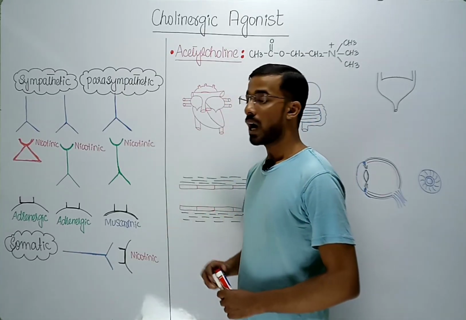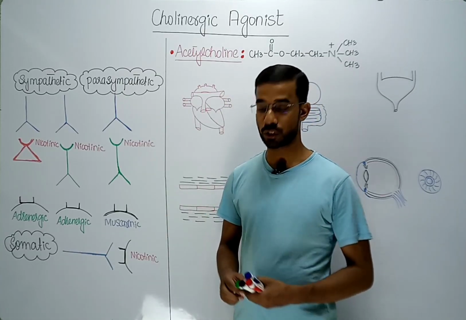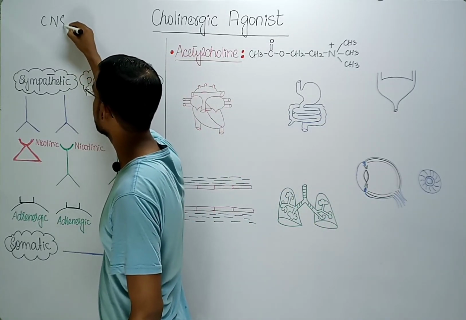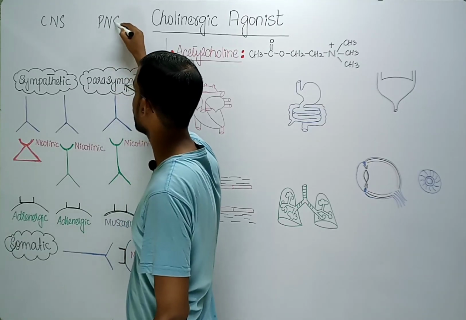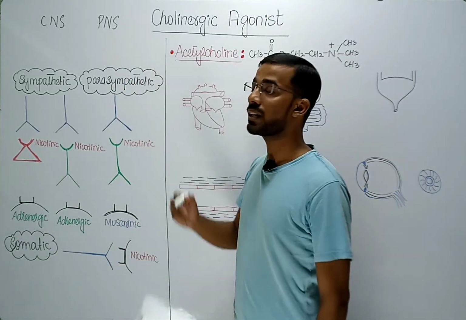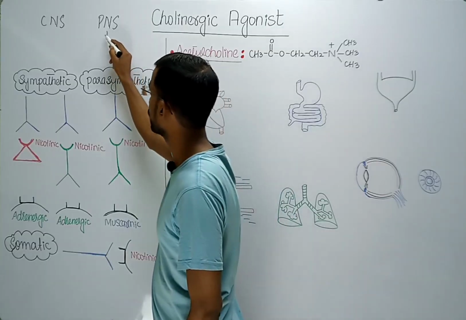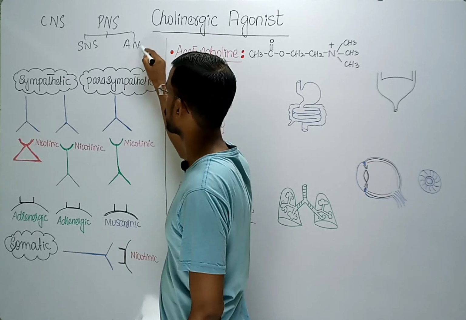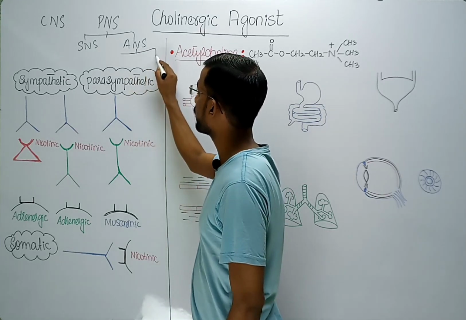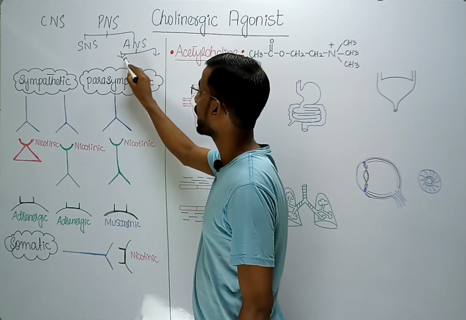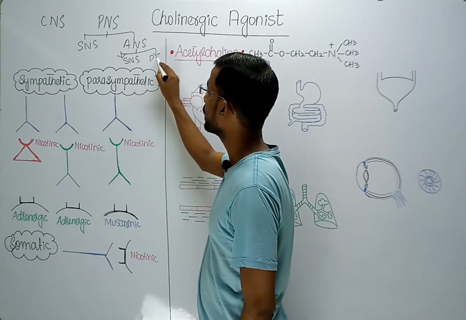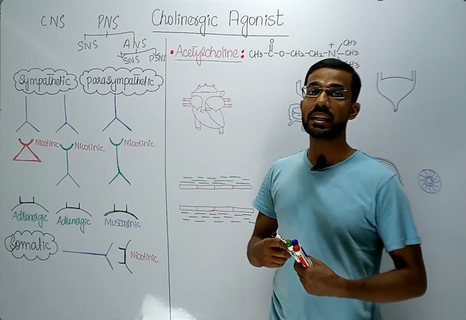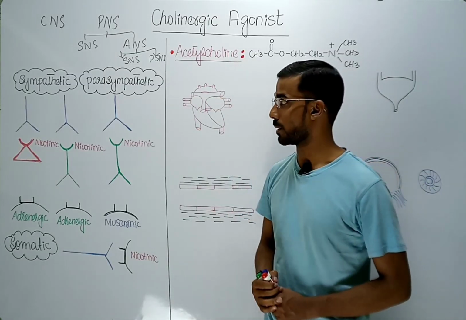Basically, our nervous system is categorized into two, that is CNS, the central nervous system, and PNS, the peripheral nervous system. The peripheral nervous system is further categorized into the somatic nervous system and the autonomic nervous system. And the autonomic nervous system is further categorized into the sympathetic nervous system and the parasympathetic nervous system. So this is the division of the nervous system.